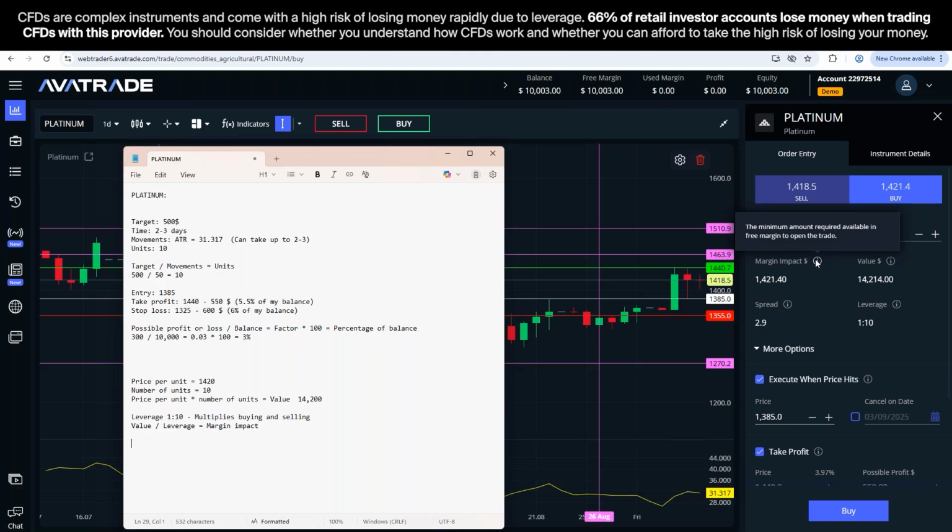And margin impact, guys, is the true necessary amount to open the position. Okay, and it's not the value. It's not the value that we need. What we need is just the margin impact, which in this particular case will represent 10% of the value.